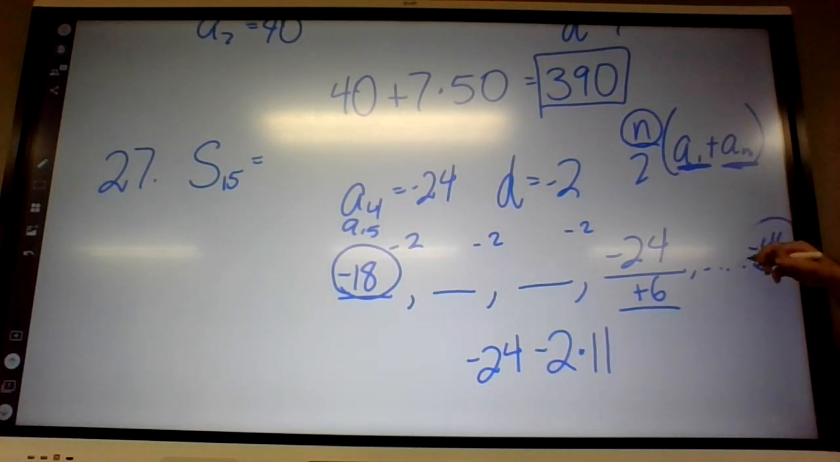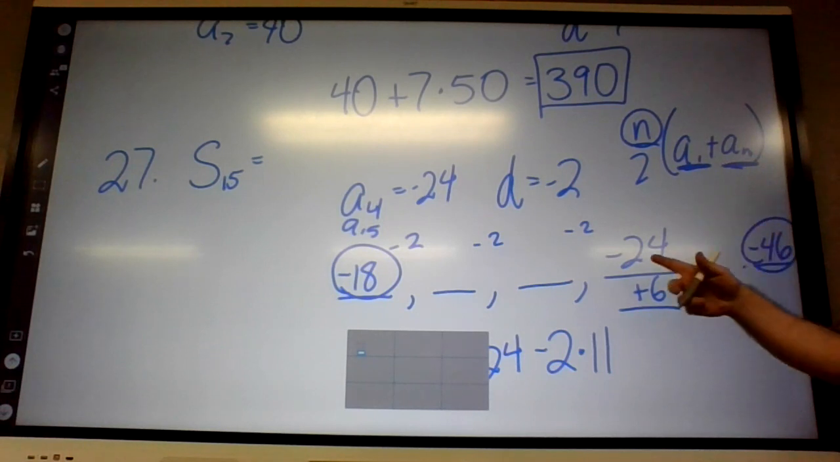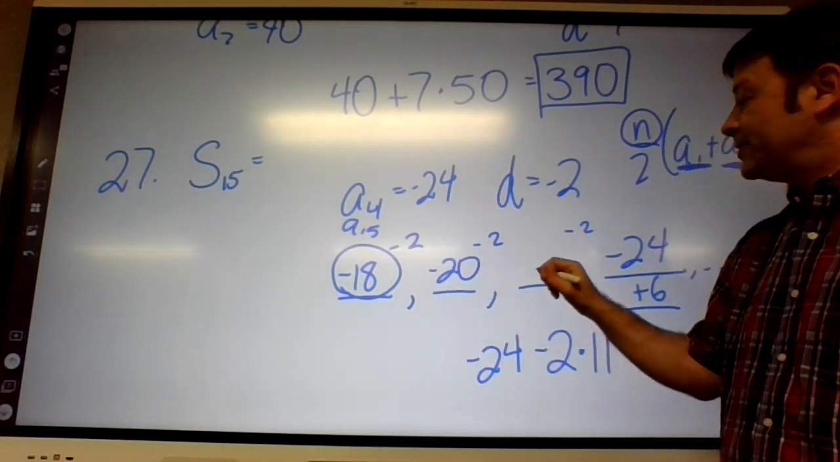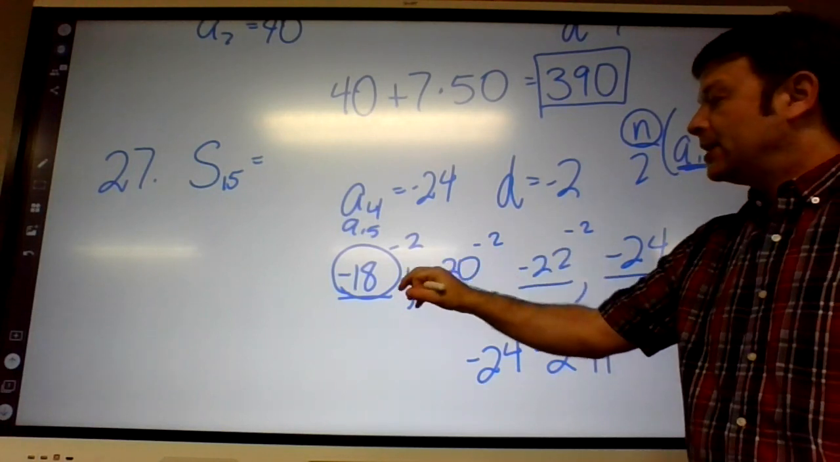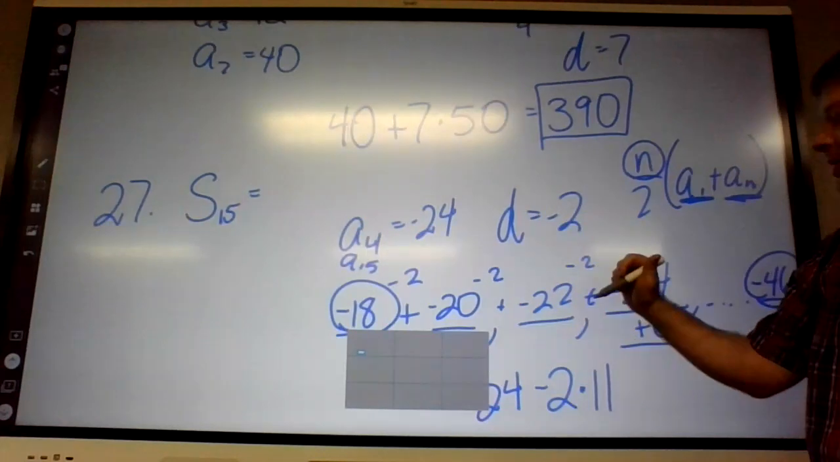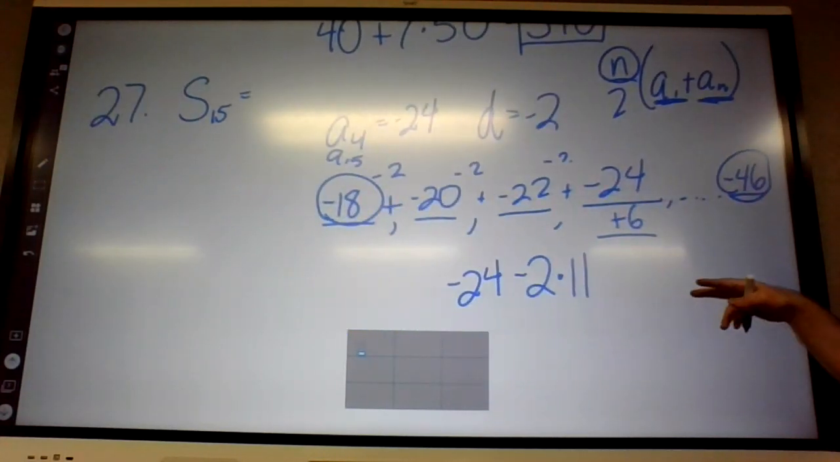Okay, so now we have all the stuff we need to plug into the formula. You could do this a very long way, and I would not count it wrong. You could just find all of these numbers, all 15 of them, and just add them all together, or subtract them, I guess you could say. It would just take a long time, but you could do it that way. As long as you get the right answer, I'm not going to count it wrong.